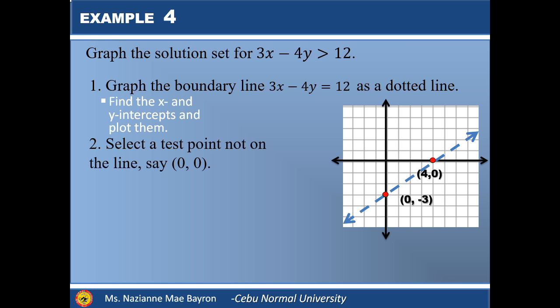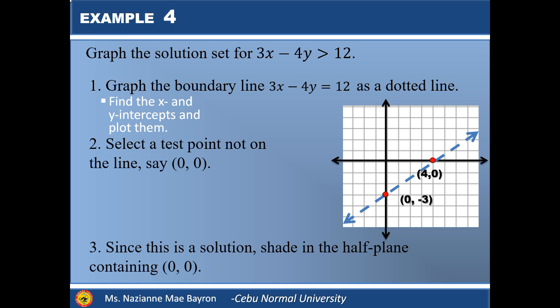Next, select a test point not on the line, say 0, 0. Since 0, 0 makes the inequality false, shade the half plane not containing the 0, 0.